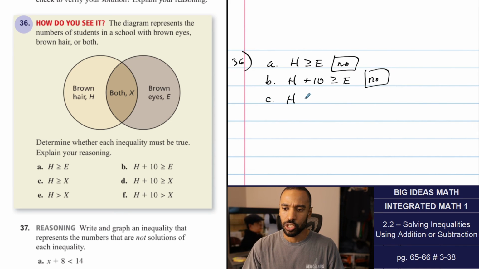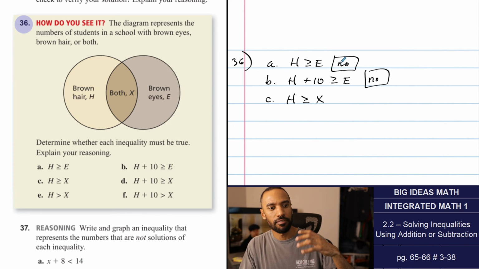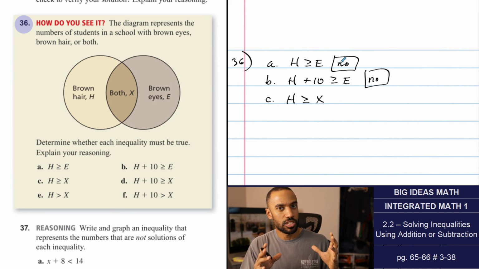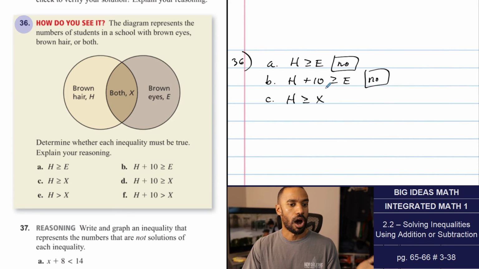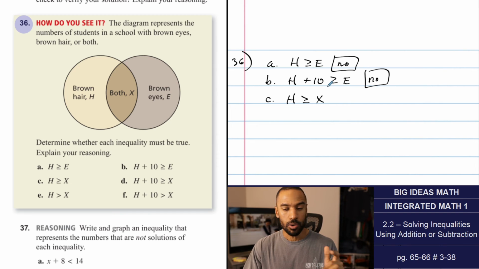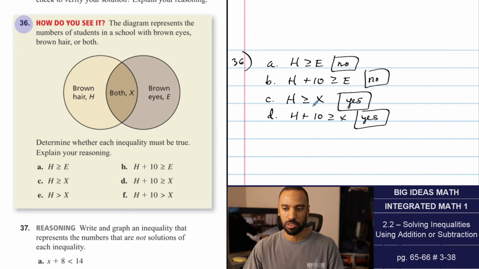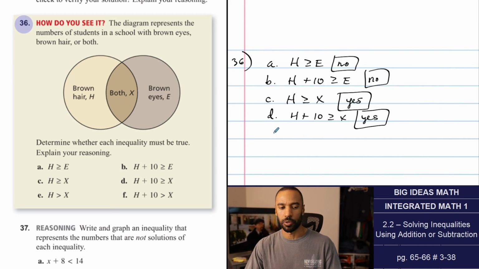Part C, H is greater than or equal to X is a yes. If you have both, that means you have all the brown-haired people and brown-eyed people, plus any additional brown-haired people, or all the both can be, they can both be equal as well. But this is an absolute yes. That must be. D, H plus 10 is greater than or equal to X. Yes. If H itself is already having to be greater than or equal to X, then adding 10 to just one of them will maintain that. That's a mathematical certainty. If C is true, D must be true.